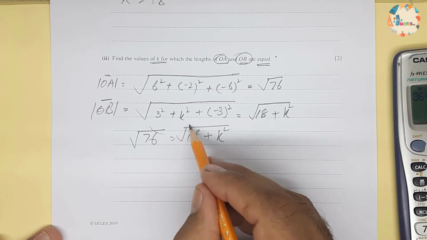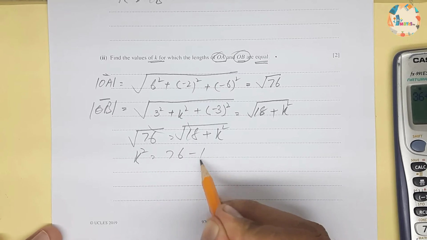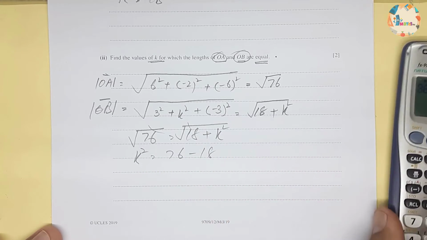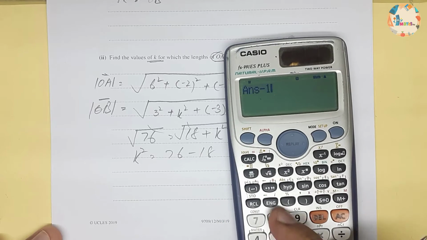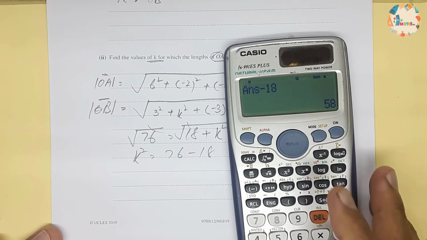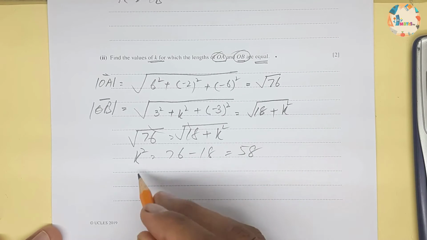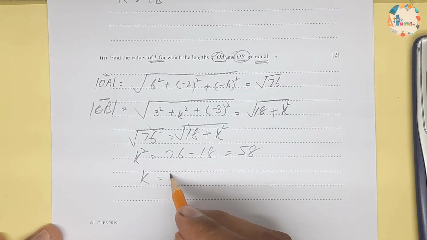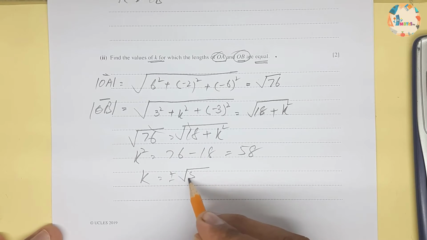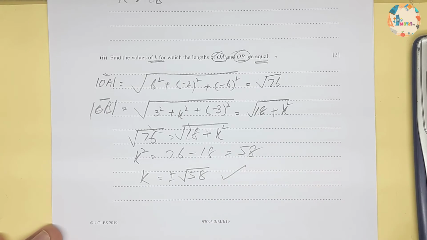So the root can be cancelled from both sides. So k squared will be equal to 76 minus 18. 76 minus 18 will be equal to 58. So k squared is equal to 58. So k value will be equal to plus minus root 58. This will be our answer.